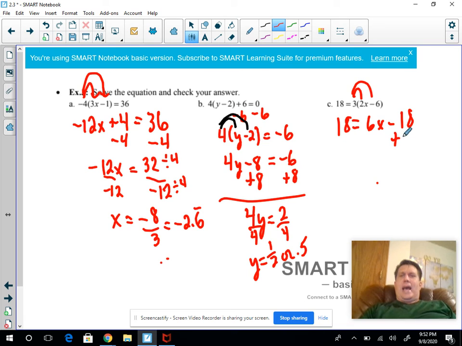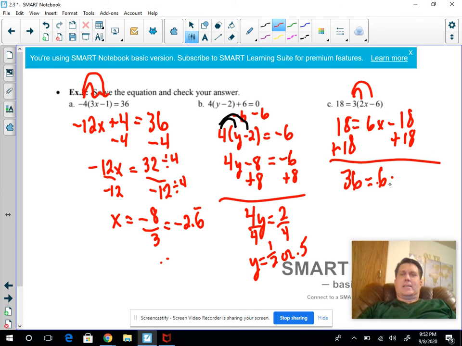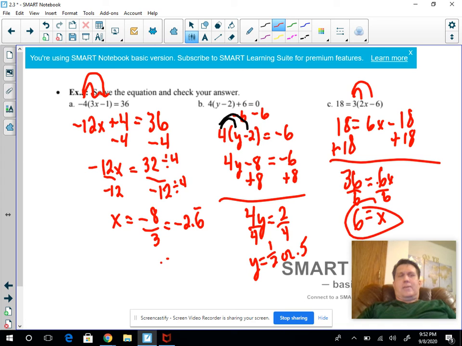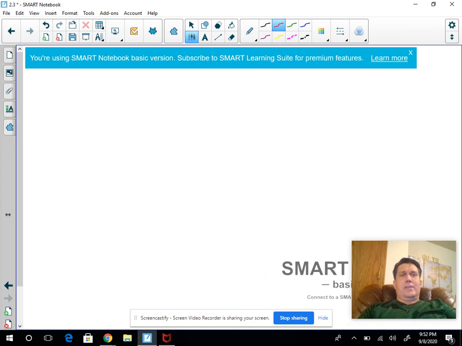Now I'm going to add this 18 to get it moved over to the other side. And 18 plus 18 is 36 equals 6x. Divide by 6. X equals 6. All right, I think that's the entirety of this video.